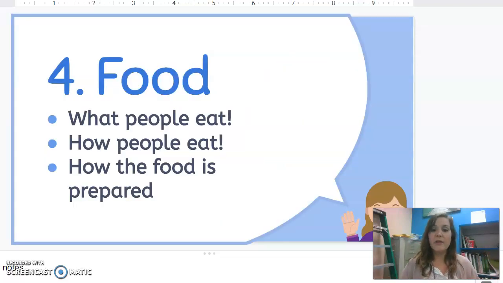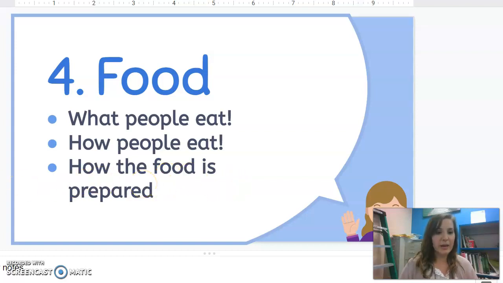We also have food, what people eat. Okay, we obviously know we can go to different restaurants and get different types of food, but also how people eat. Think of chopsticks. Here in America, oftentimes we have our own plate. In other cultures, they have what's called serving family style, where they have one large bowl that everybody eats out of versus individual plates. So think about how people eat differently and then how the food is prepared.